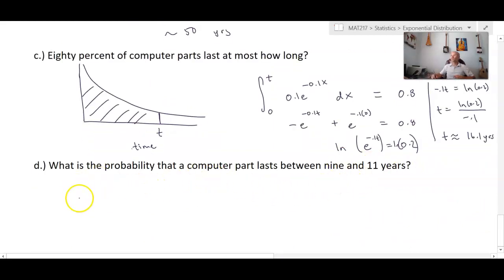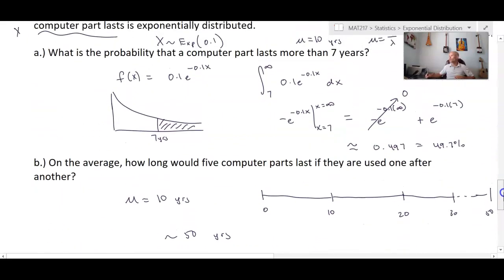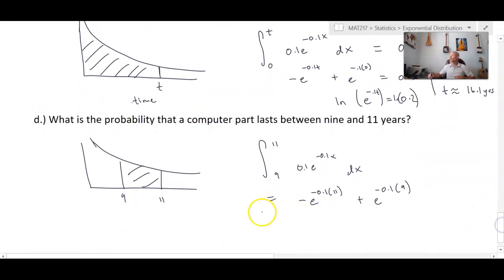Okay, what's the probability that it lasts between 9 and 11 years? Well, that would be somewhere between, say, here and here. And so our setup is going to be very similar, except from 9 to 11, 0.1 e to the negative 0.1x. And so this comes out to, let me see if I can skip a couple of steps here. This will be negative e to the negative 0.1 times 11 plus e to the negative 0.1 times 9. And that looks a lot like what we've been doing, just in a short number of steps.